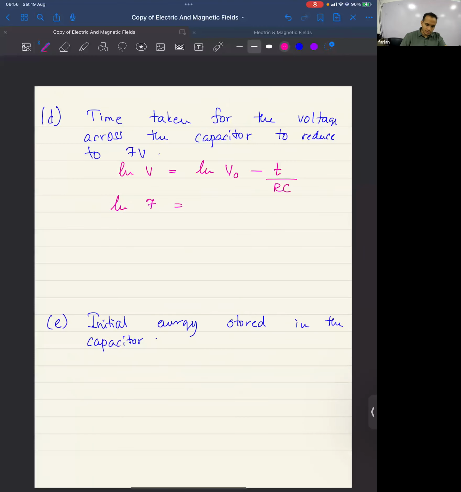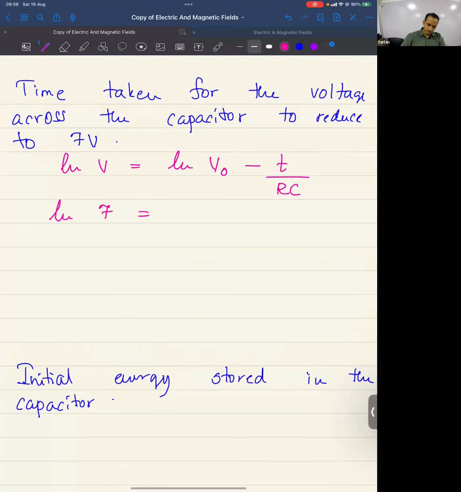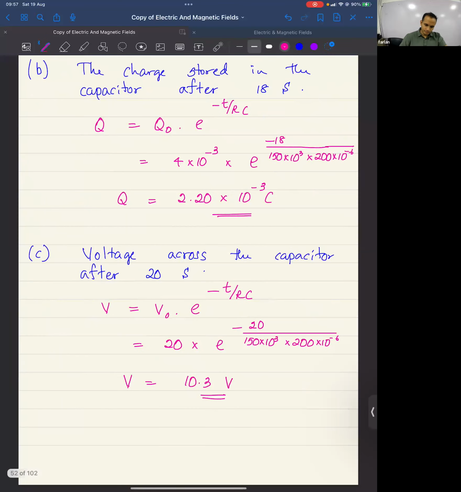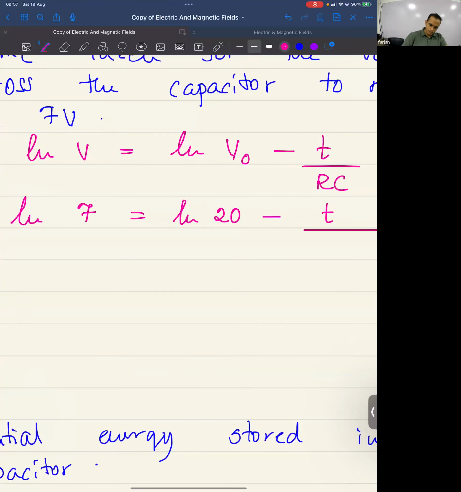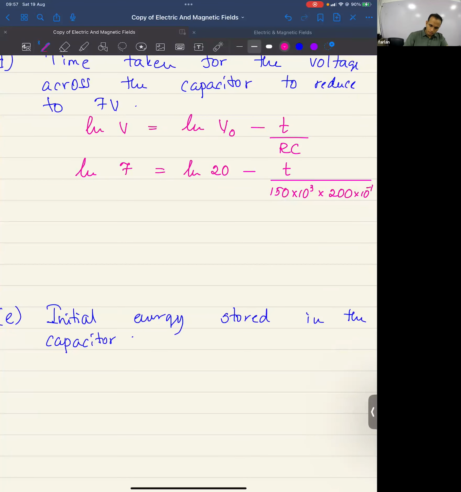And the initial voltage is what? 20, minus t over RC. What is the R? 150 kilo ohms, so 150 times 10 to the power 3, and then into 200 times 10 to the power minus 6. From here you can find the t.